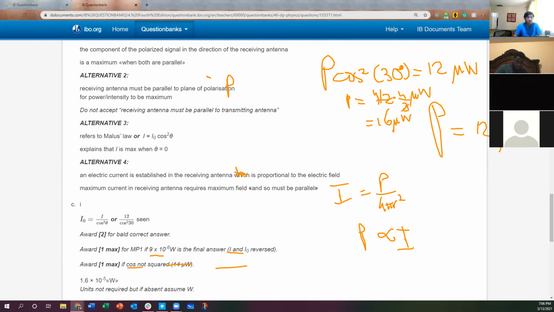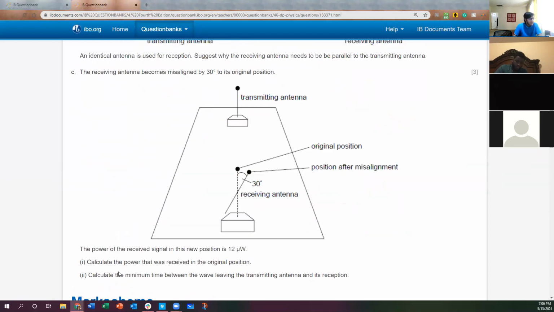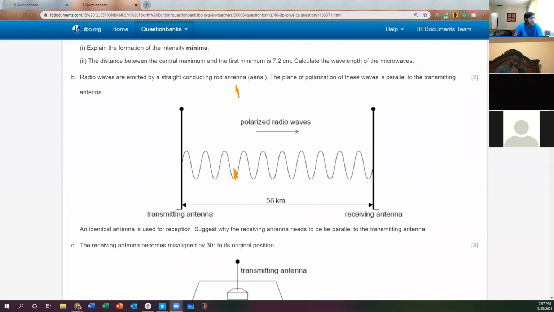Okay, good. One more question and then we'll call it a day, unless you have other questions. Calculate the minimum time between the wave leaving the transmitting antenna and its reception. Uh-oh, I don't know how to do that. The time from here to here. How would we do that? Do we have a wave speed? Okay, here's what I would do. They tell us the distance, which is 56 kilometers. They tell us the speed.